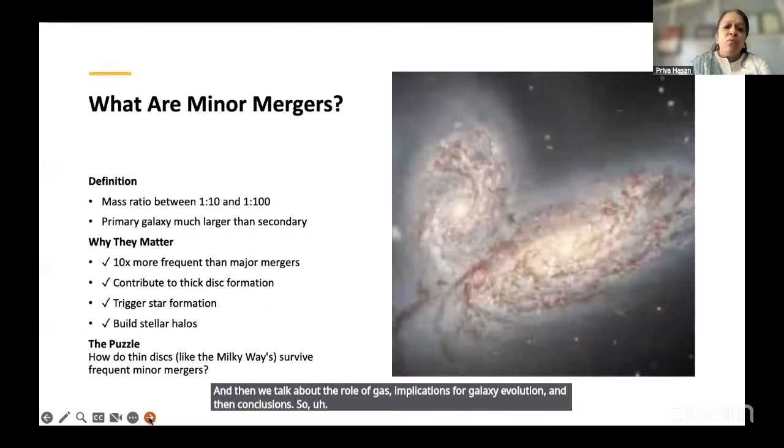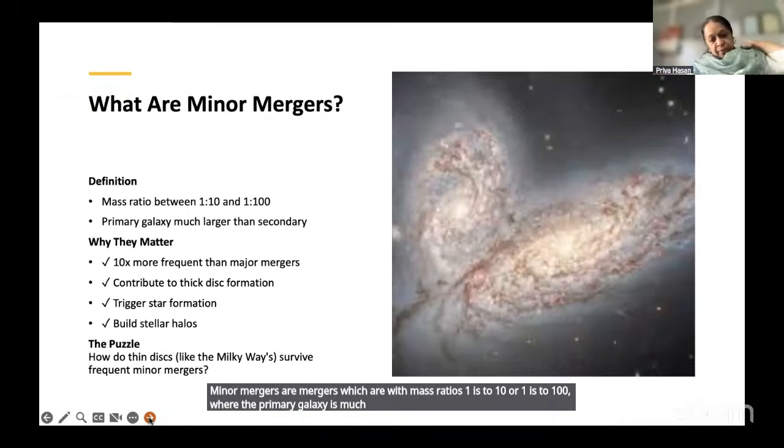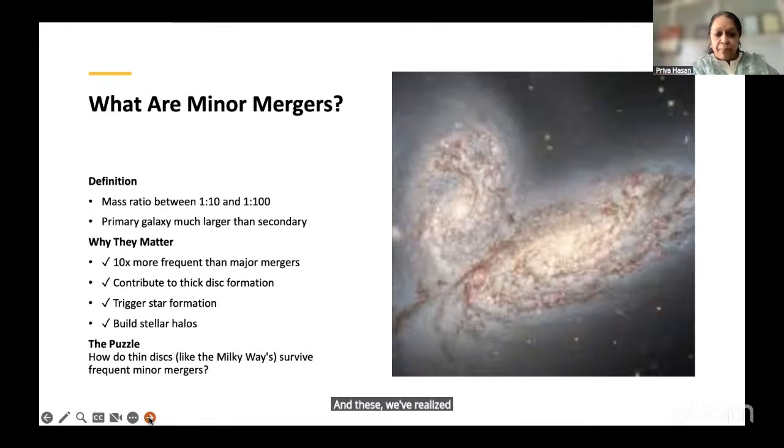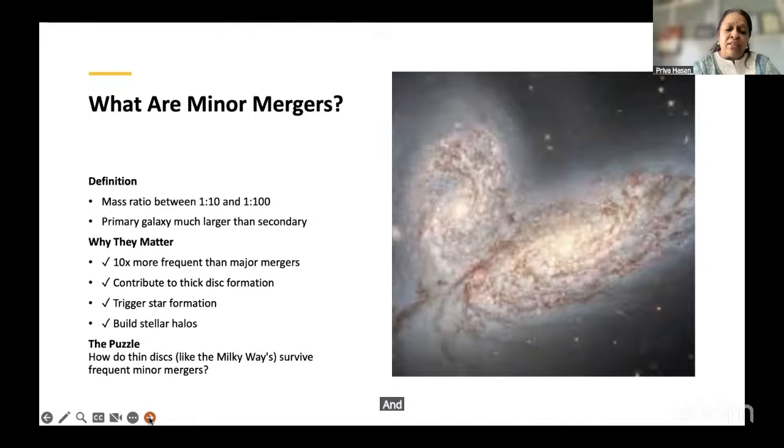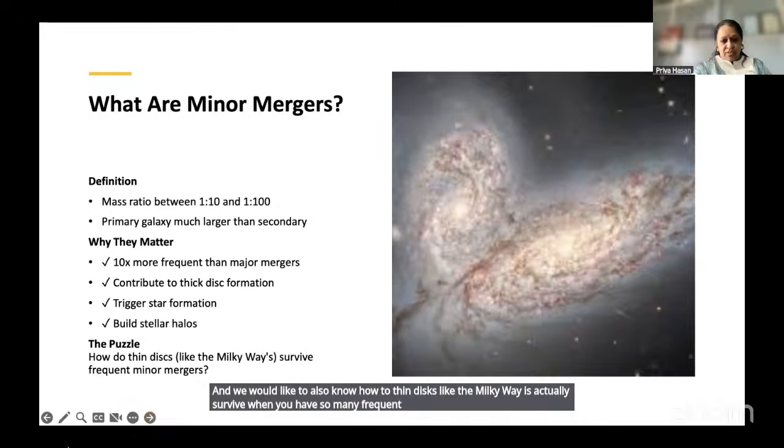So let's start off with what exactly minor mergers are. Minor mergers are mergers with mass ratios of 1:10 or 1:100, where the primary galaxy is much larger than the secondary. We've realized that these are very important because in principle they are at least 10 times more frequent than major mergers. These are the ones which should be contributing to galaxy formation. And as we'll show, they would also trigger star formation and build stellar halos. It also tells us about how thin disks, for example, in the end we'd be talking about the Milky Way, survive. We would like to know how thin disks like the Milky Way actually survive when you have so many frequent minor mergers.